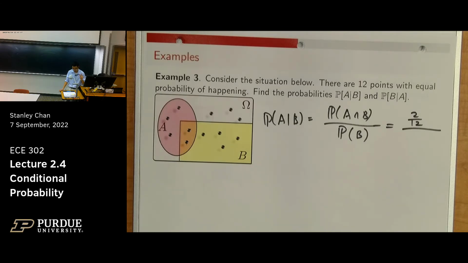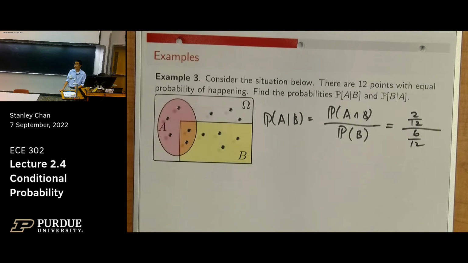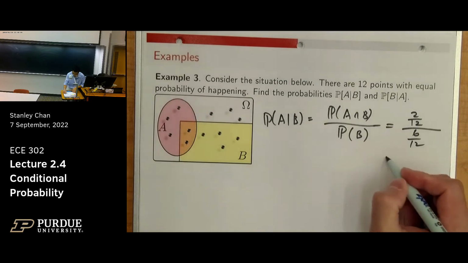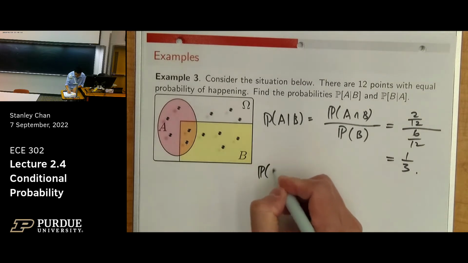How many? 6 over, is it 6? Okay, 6 over 12. All right, so this is 6 over 12, and so this is going to be 1 over 3. So that's A given B. And how about B given A?